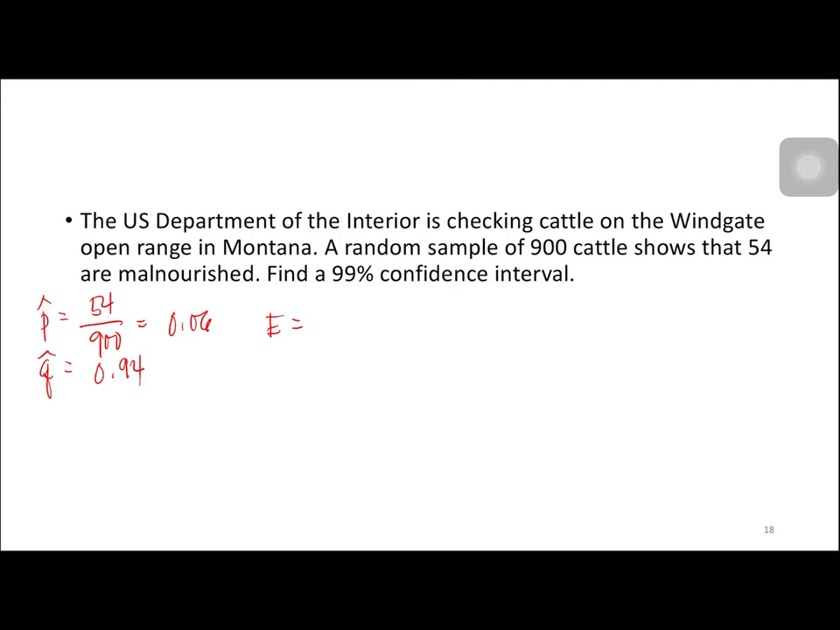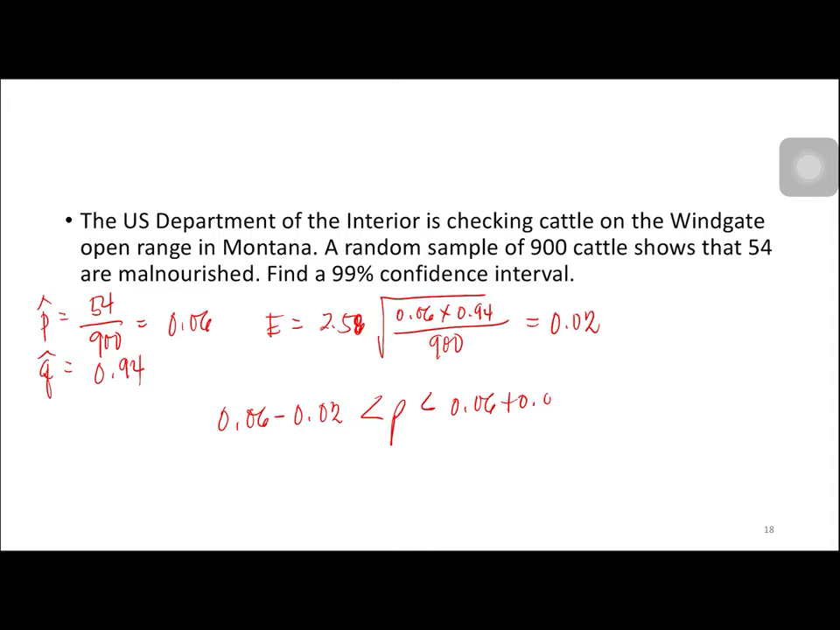So for our e, we have 99% is 2.58, or 2.576. Okay, times the square root of 0.06 times 0.94 divided by our n is 900. So our e is equal to 2.58 times the square root of 0.06 times 0.94 over 900. We have there 0.02. Okay, so our p hat is 0.06 minus our e of 0.02 is less than p is less than 0.06 plus 0.02. We have there 0.04 is less than p is less than 0.08. Okay, so this is our 99% confidence interval for p.